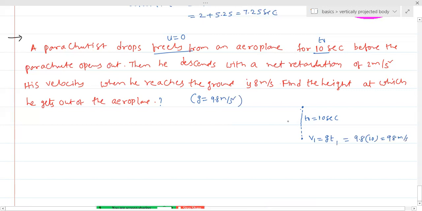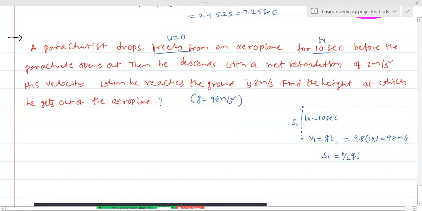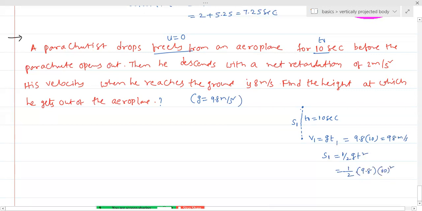So that means in the 10 seconds, it gains a velocity v1, and during the 10 seconds, it covers a distance s1. So let us say s1 is equivalent to half g t square. That is half into 9.8 into t1 square, 10 square. That is 4.9 into 100, 490 meters.